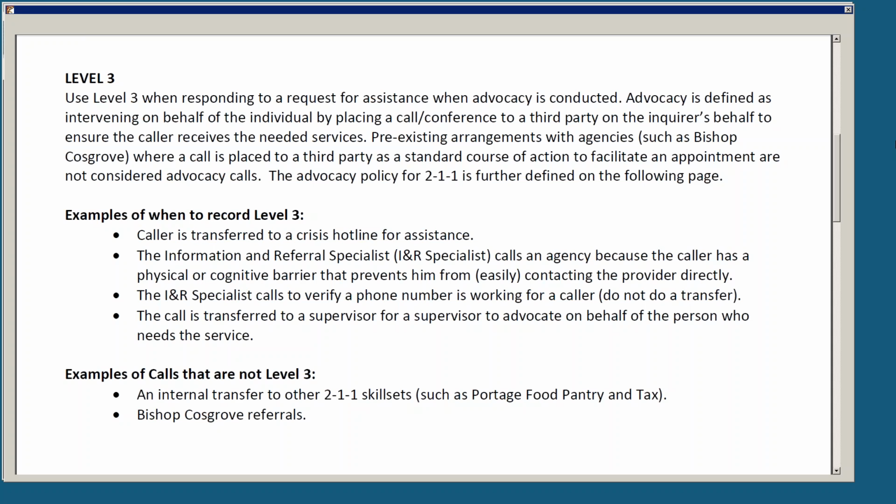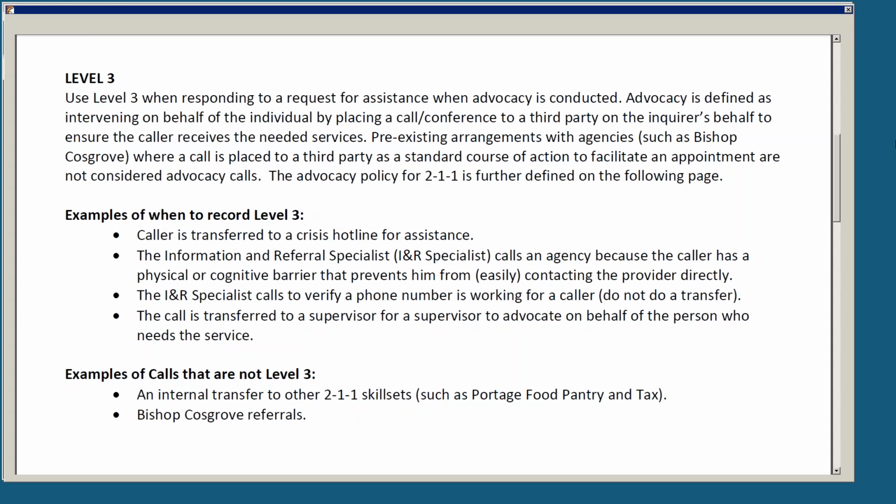Pre-existing arrangements with agencies such as the Bishop Cosgrove Center Food Pantry, where a call is placed to a third party as a standard course of action to facilitate an appointment, are not considered advocacy calls. The advocacy policy for 211 is further defined on the following page, so we'll get to that shortly.